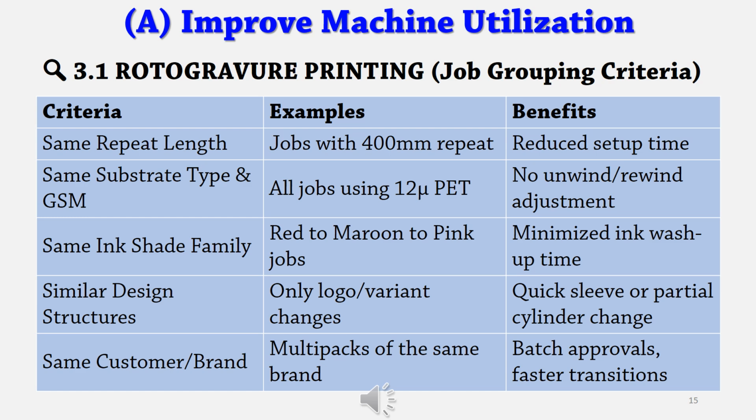Flexible packaging manufacturing is done in parts like printing, lamination, and pouching. So in this slide, we are discussing job grouping criteria for rotogravure printing. We can take criteria like same repeat length can be combined, same substrate type and GSM can be combined, same ink set family can be combined, similar design structures can be combined, same customer brands can be combined. Example and benefits are given on the screen. I am pausing a bit so you can read the entire slide.